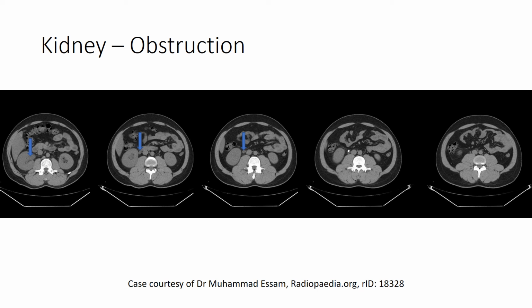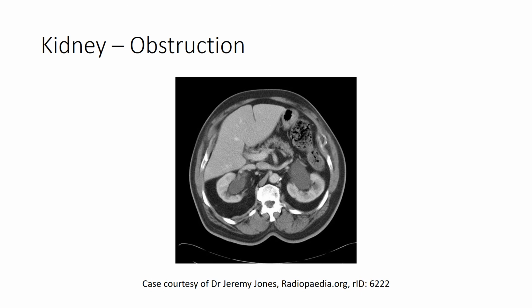to the level of an obstructing stone, which can be seen in the 4th image. Below this level, as you can see in the 5th image, the ureter is barely appreciable at all, similar to the one on the left side. Now, any of these changes can be unilateral or bilateral and can arise from a multitude of causes. In the exam, look out for stones and masses to explain them.